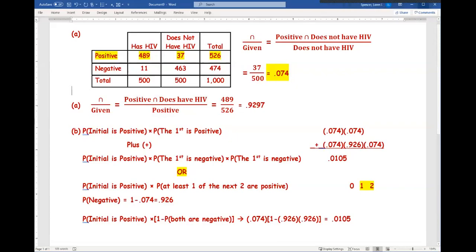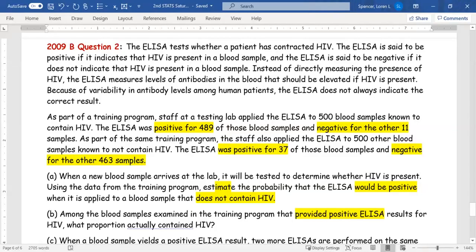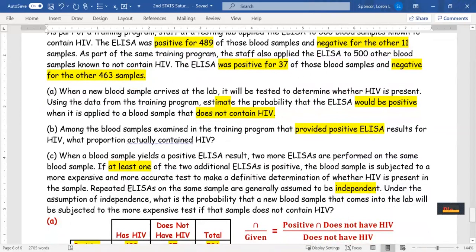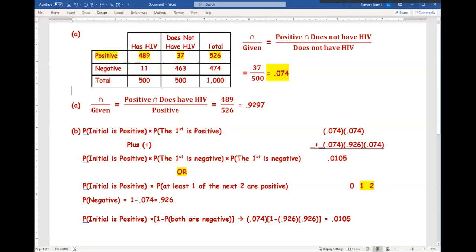Now, I will have to say that problem C is substantially more difficult. When a blood sample yields a positive ELISA test, 2 more ELISA tests are performed, et cetera. And so here's the way I would approach this. First off, I have to have an initial positive, and that initial positive when they walk into the lab is 0.074. And then I need to have 1 more after that.